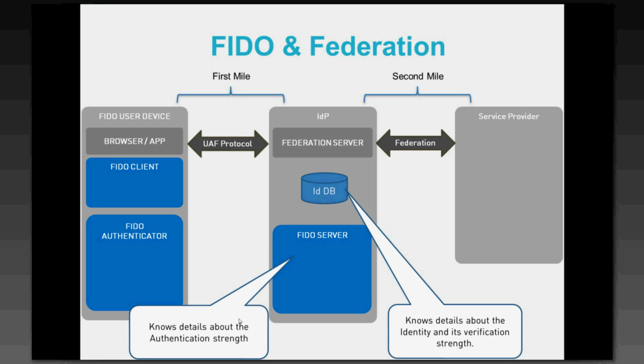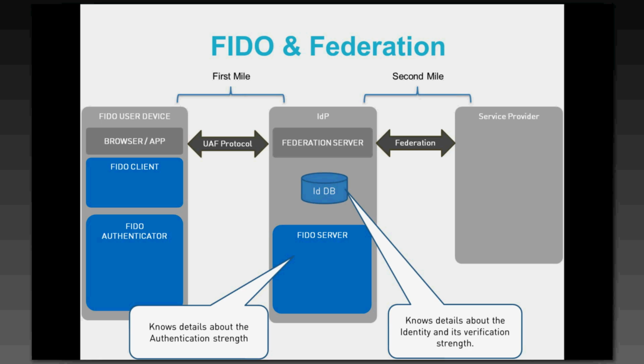But at this time, with username and password, we use a very weak method. So we don't know whether this is really that user which we have verified before. Now with FIDO, we have a cryptographic proof about the authentication strength from the registration method, the attestation. So we can add that information about the identity and the authentication strength to the federation message and send that to the service provider.